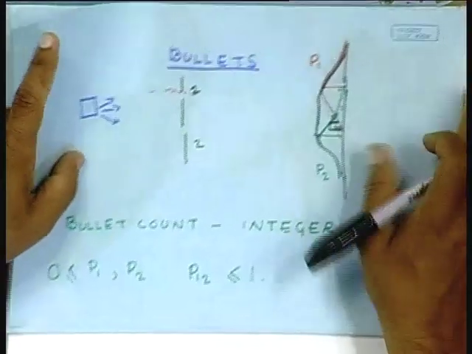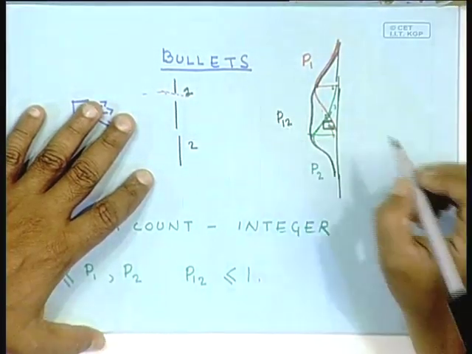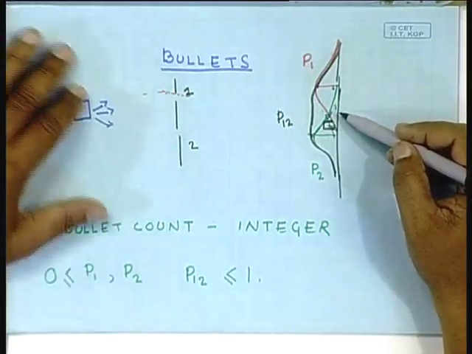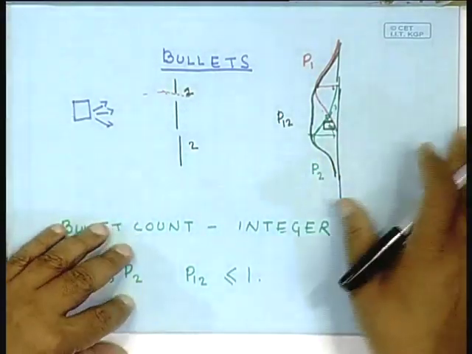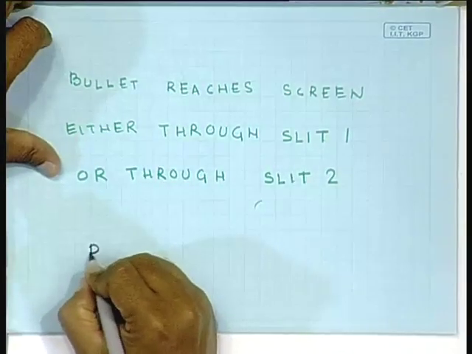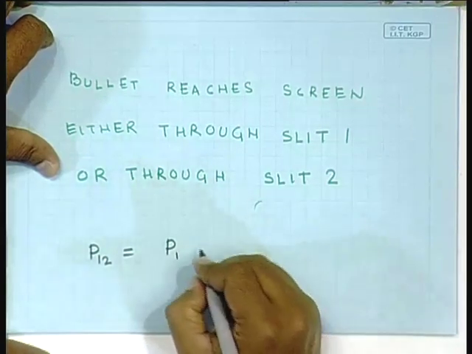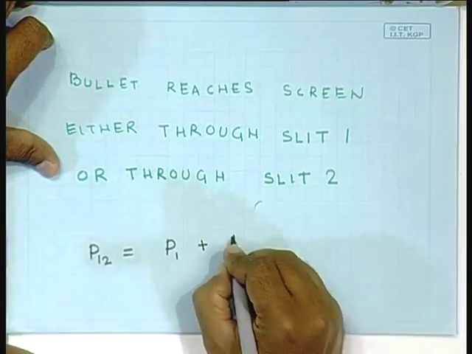So, what we can say is that, and this we are going to call P12, the probability of the bullet hitting a particular point in the screen when both the slits are open. This is going to be P1 plus P2.